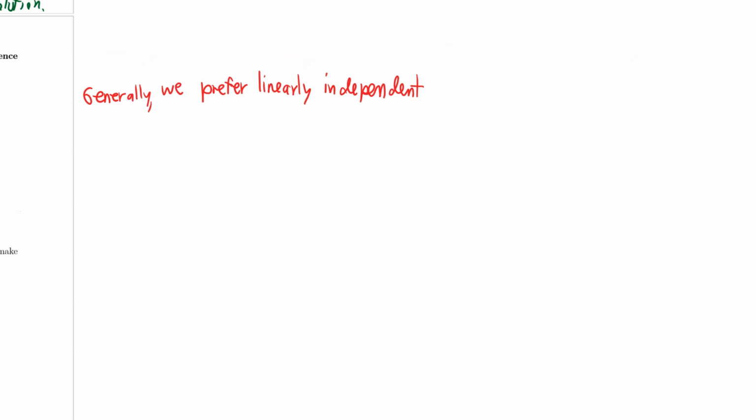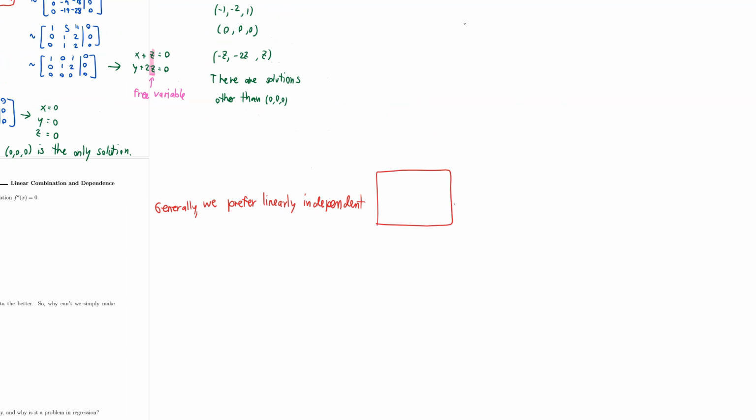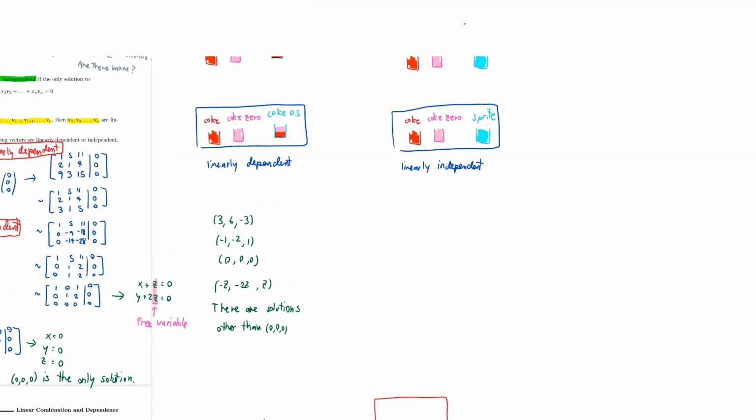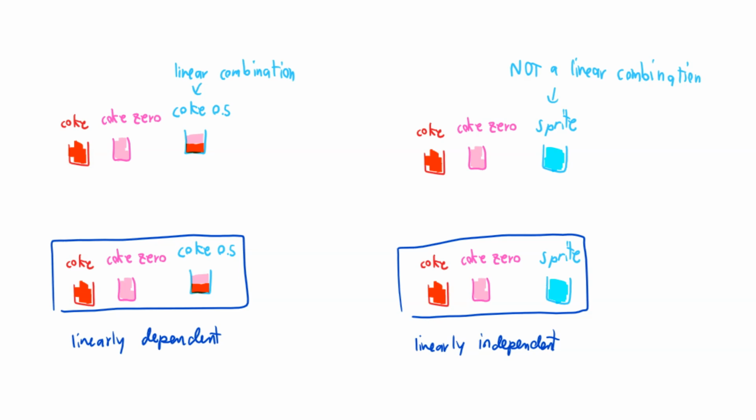We prefer things that are linearly independent. Like in the last example, in my Coke product example. If I make a new product that is just a linear combination of old products, then maybe it would not sell so well. If my new product is just half a Coke and half a Coke Zero, they are linearly dependent. So maybe it's not that interesting. It's really nothing new to the consumers.